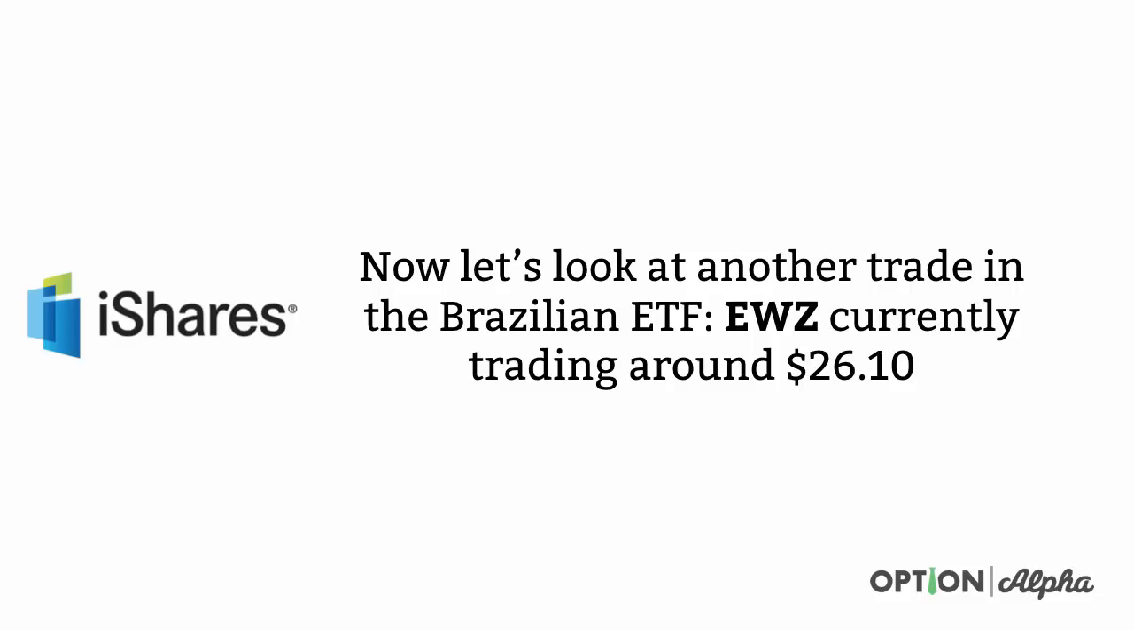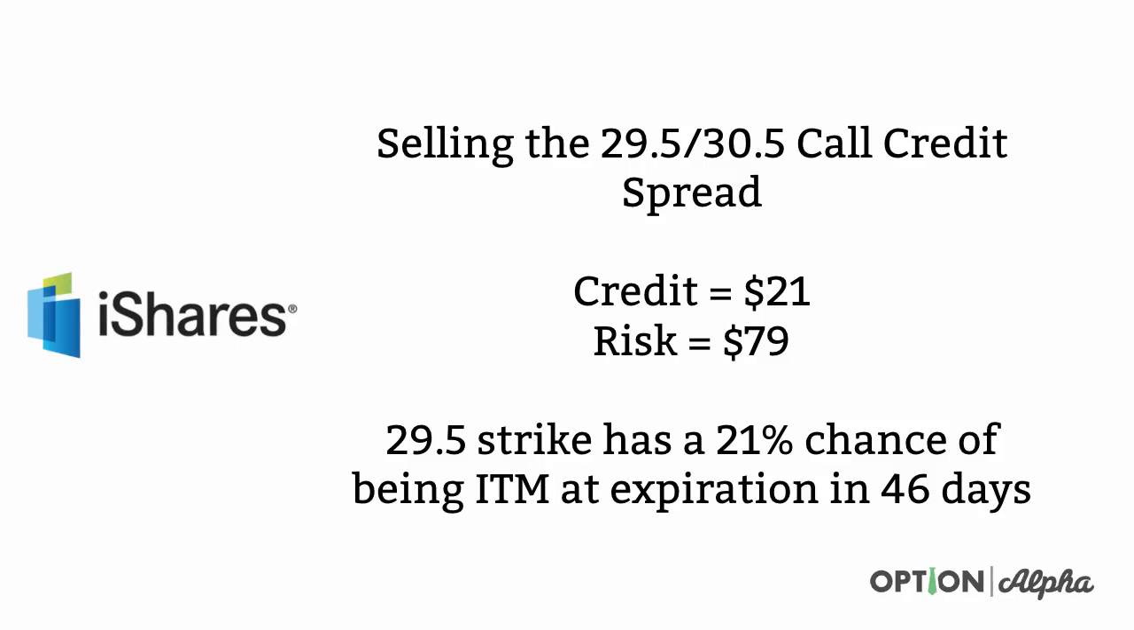Now let's look at something different. So let's look at an iShares Brazilian ETF, which is EWZ, and is currently trading around 26.10. So very similar, low price security that you can trade, highly liquid, just like Twitter. Selling the 29.5, 30.5 call credit spread, so selling a spread above the market, you take in a credit of $21 and your risk is $79. Now, in this case, we also know, because it's a known number that we can find, the 29.5 strike has a 21% chance of being in the money at expiration in 46 days.